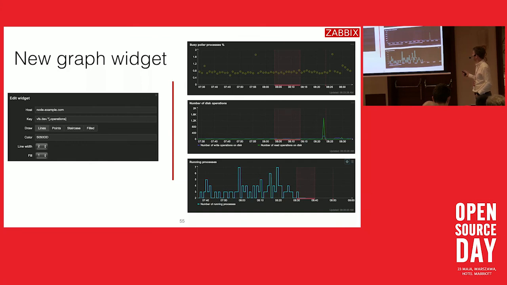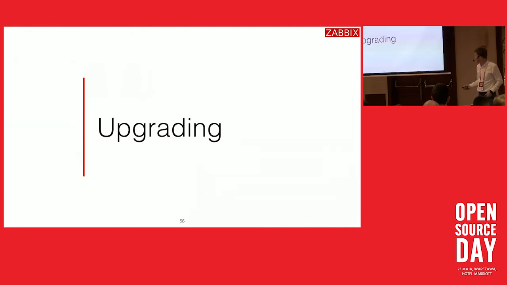So this is basically some points. This is the number of disk operations, read disk operations, write disk operations, because it matches both. VFS dev something operations. And this is just a staircase graph, which is especially useful for some things like if you have values 2, 3, 4. It's really useful when something changes its state from one state to another. So it's really easy to read. Okay, that's what is coming.